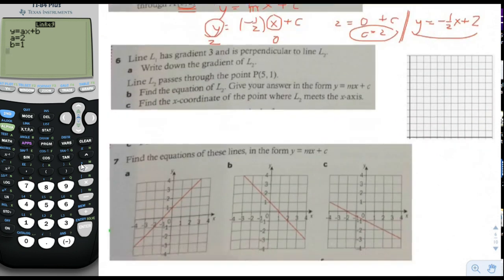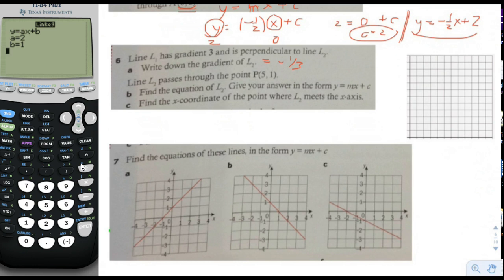Number 6, line L1 has gradient 3 and is perpendicular to L2. Write down the gradient of L2. Well, gradient of L2 is the negative reciprocal of the gradient of L1, so it's equal to negative 1/3. L2 passes through the point 5, comma 1. Find the equation of L2. Give your answer in the form y equals mx plus c.